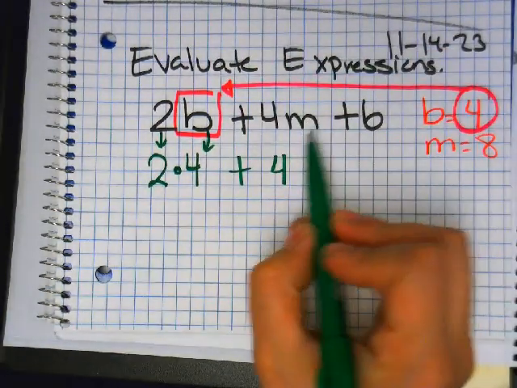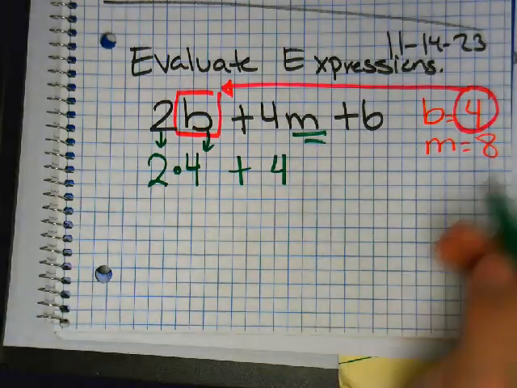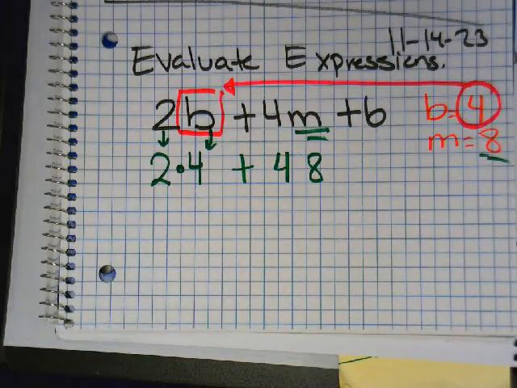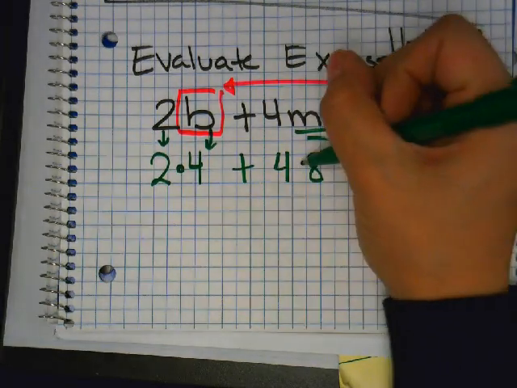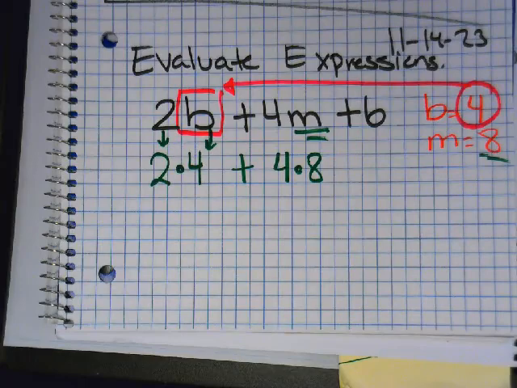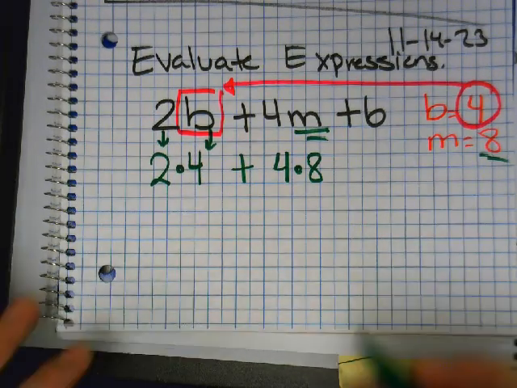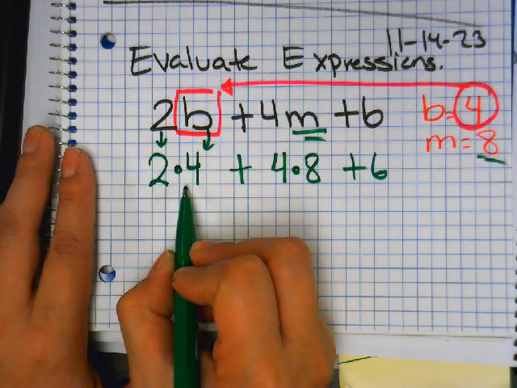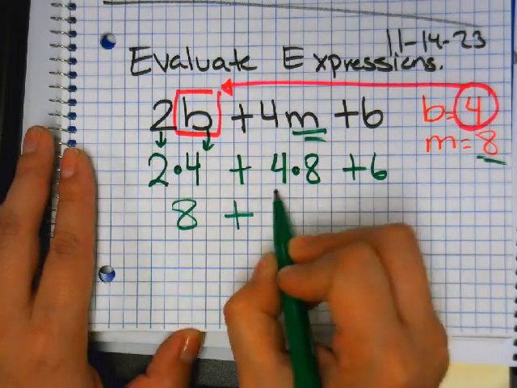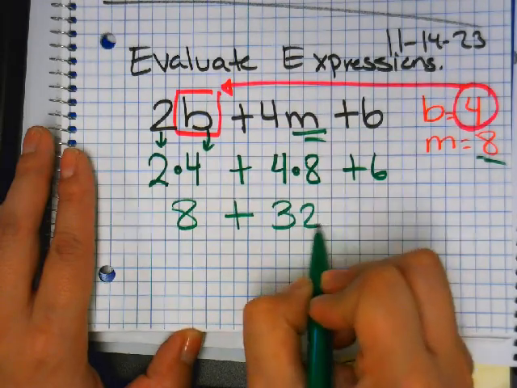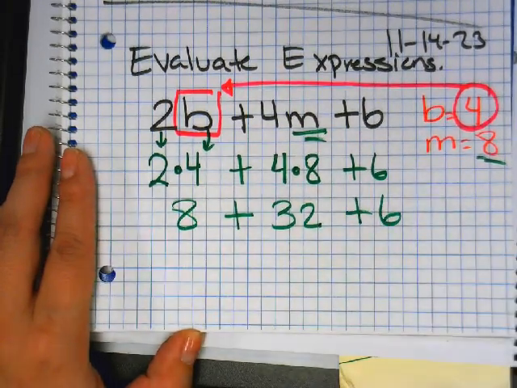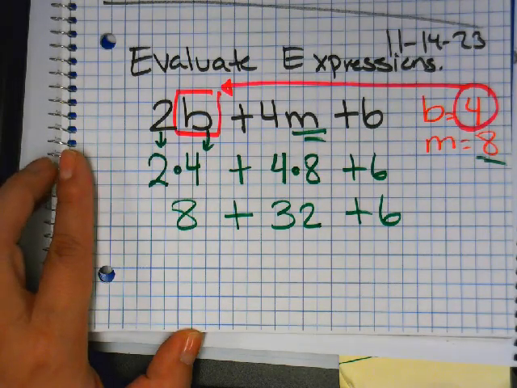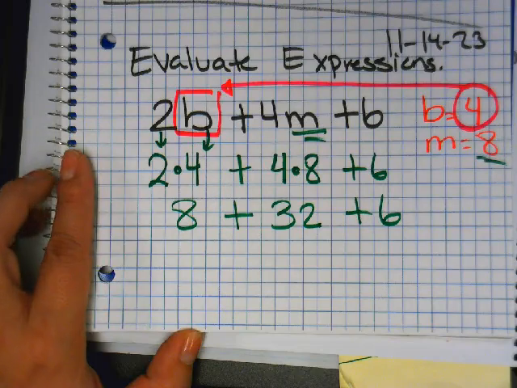4, and what is the M equal to? It's 8, so I'm going to write the 8. But does that mean it's 48? No. Times it. So make sure you write your multiplication dots in the middle of those two numbers. Plus 6. Yes. 2 times 4? 8. Plus 4 times 8? 32. Plus 6. Just add them all up. That's your answer. And that's your answer. 6.